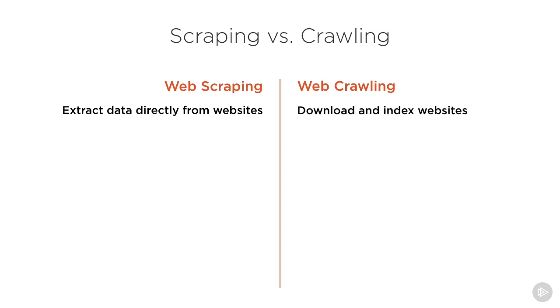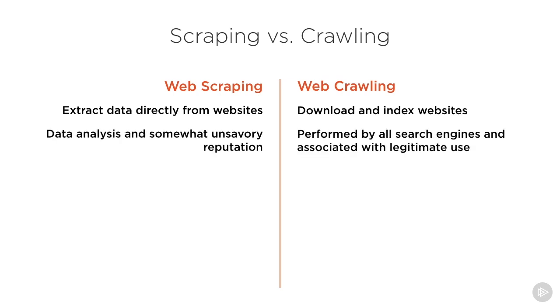Web scraping involves extracting data directly from websites. You simply get the information that you need and then use it in some way. Web crawling is a much more heavy duty process. You download and index entire websites, save the data somewhere for later. Web scraping is mainly used for data analysis. You want the scraped input to feed into a report somewhere.